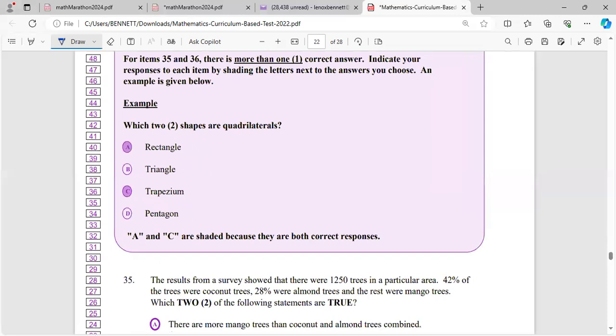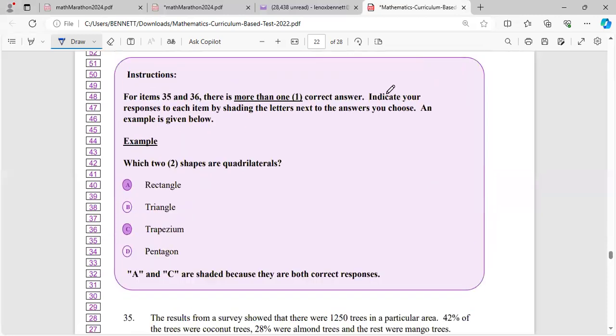So read with understanding. For items 35 and 36, there is more than one correct answer. We've been through this already, guys. We know that it's more than one answer. Indicate your response to each item by shading the letters next to the answers you choose. An example is given below. Which 2 shapes are quadrilaterals? This is the example: rectangle, triangle, trapezium, pentagon. A and C are shaded because they are both correct answers.